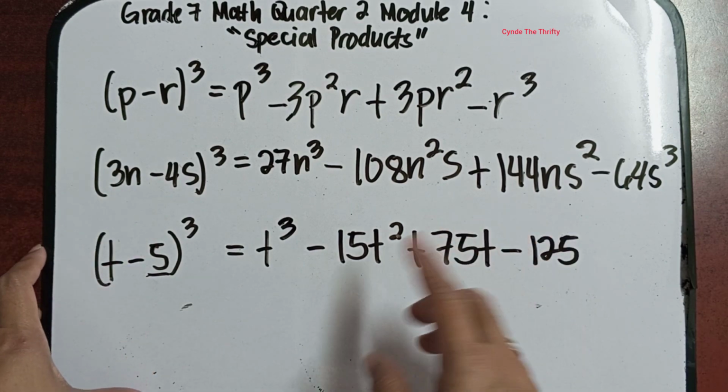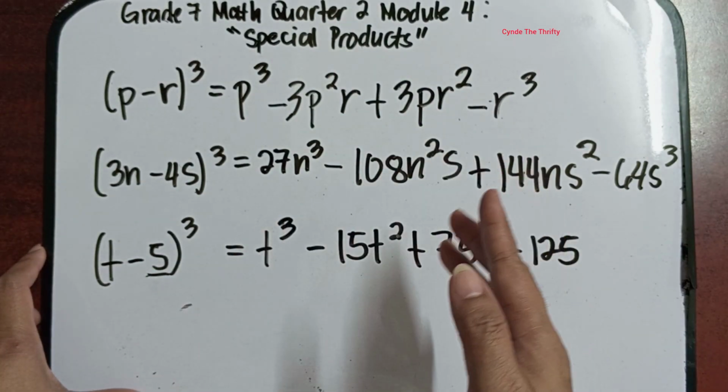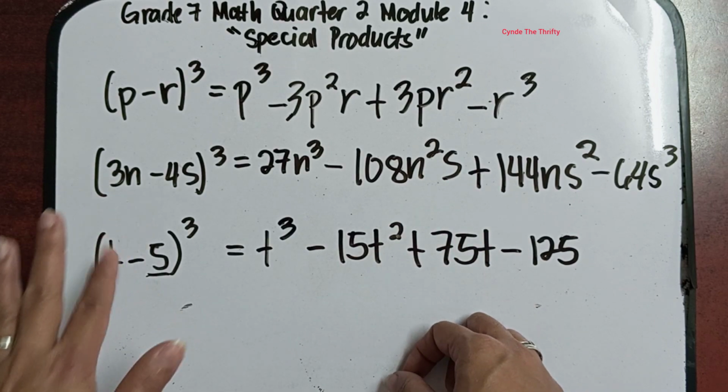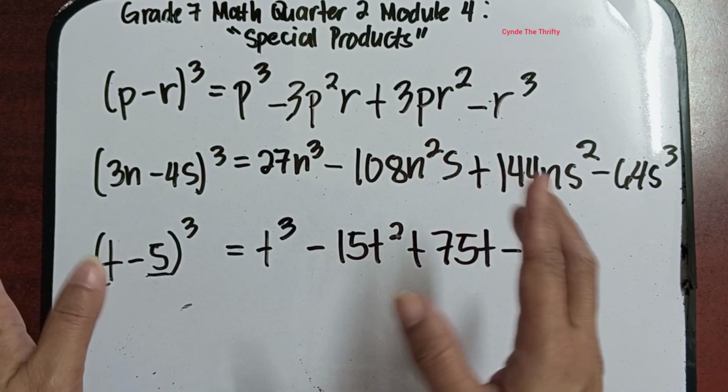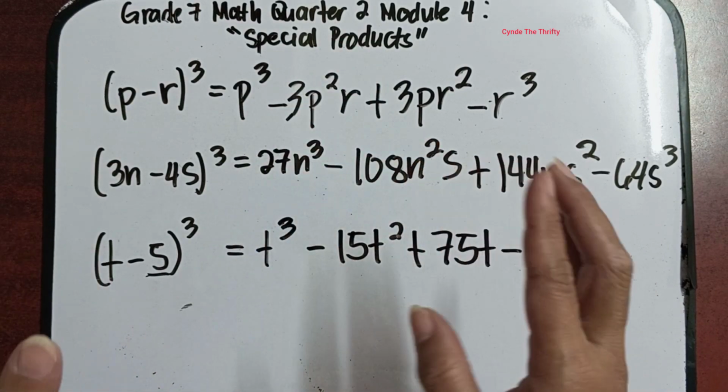Ganito lang kadali ang cube of a binomial natin. Basta tandaan natin yung sum of cubes and difference of cubes. Ang susunod nating pag-aaralan is about product of a binomial and a trinomial naman. Basta tatandaan nyo lang yung bawat formula ng ating special product, masasagutan nyo agad ang ating multiplication of polynomial.